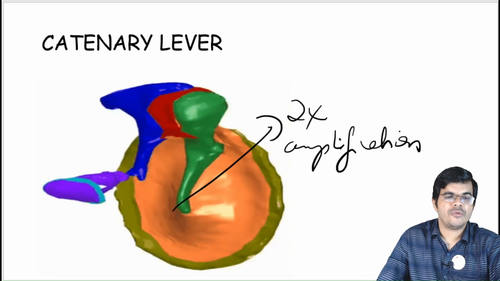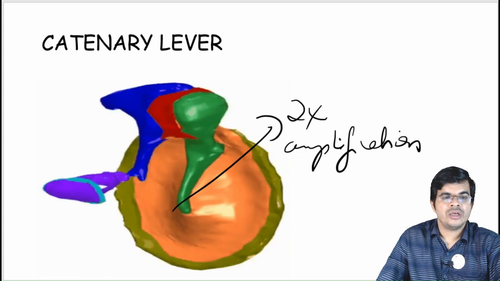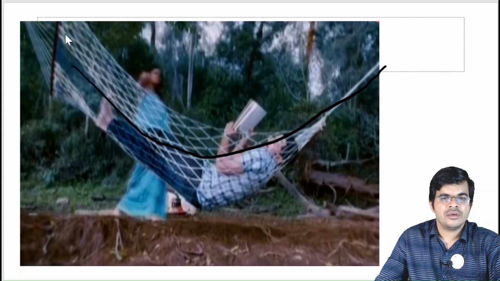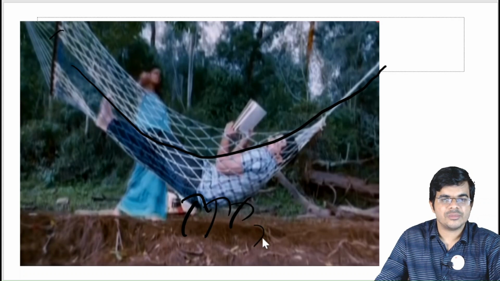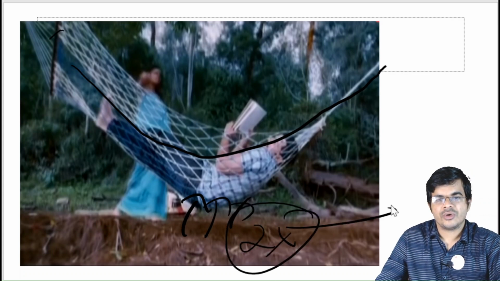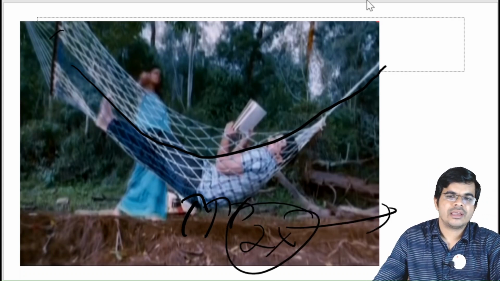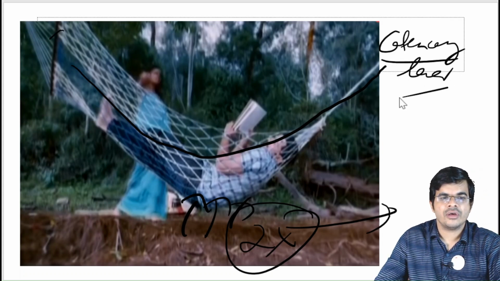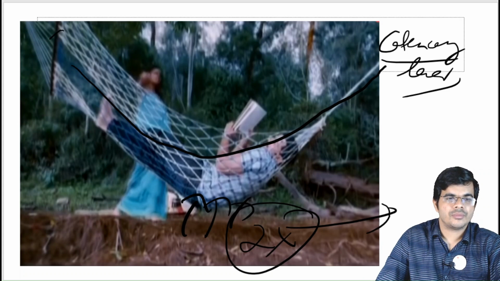Okay, 2x amplification is taking place due to the sound lever mechanism. It is also known as the curved membrane effect. Here the force will be maximum, that is 2x times. That is the basic principle of the catenary lever or curved membrane effect.